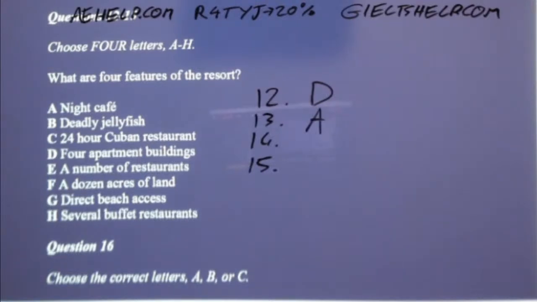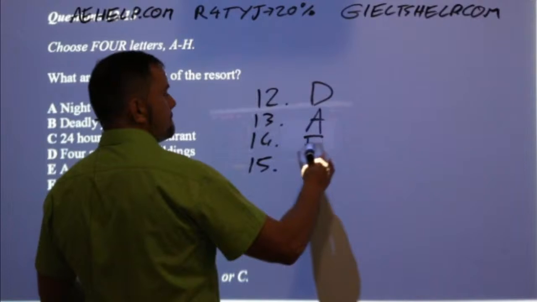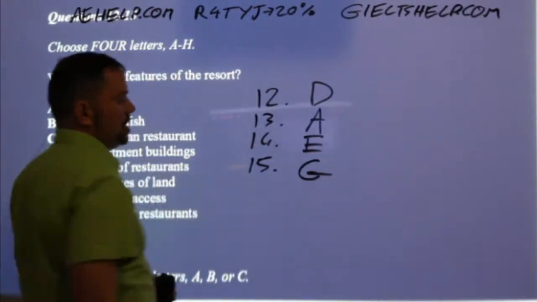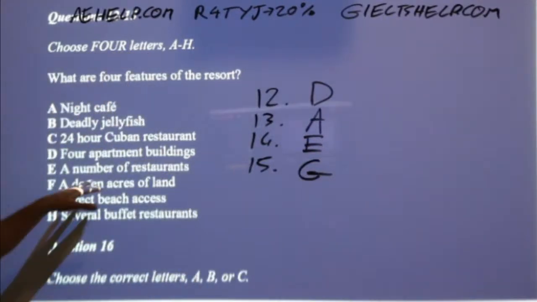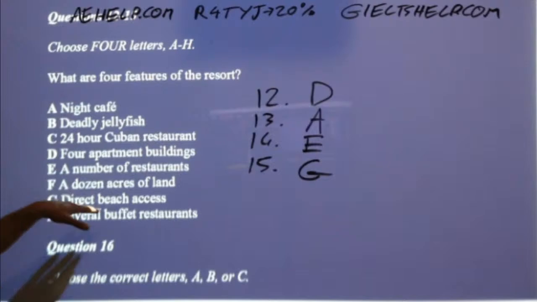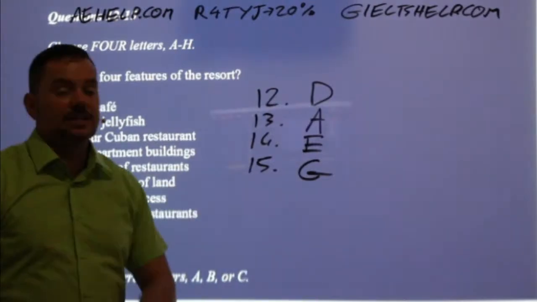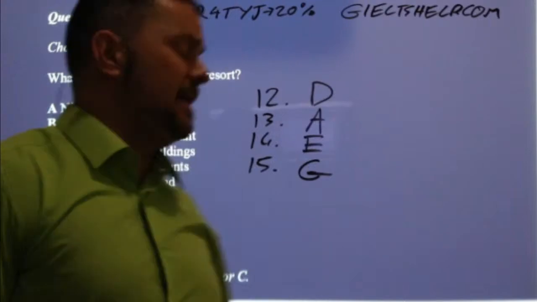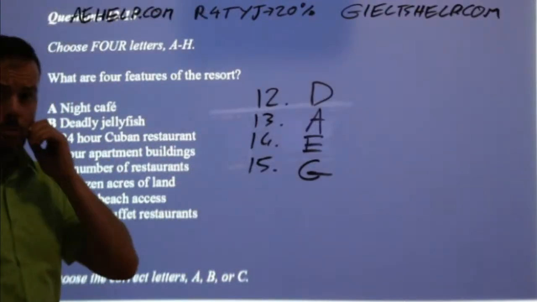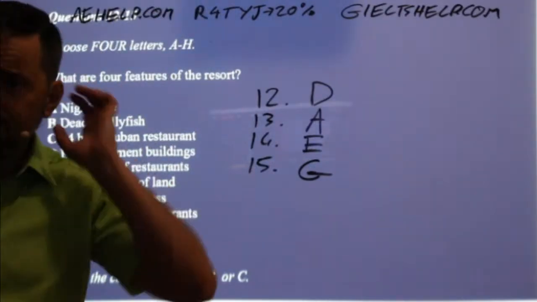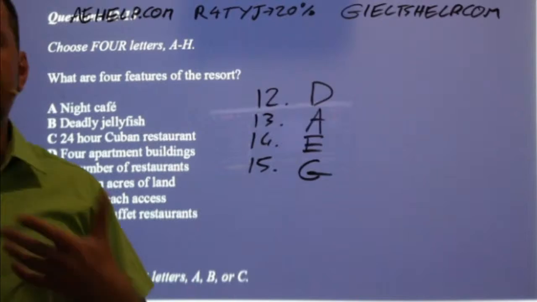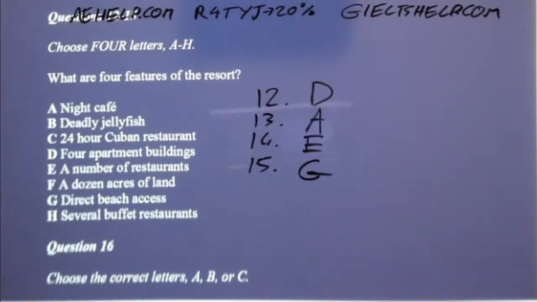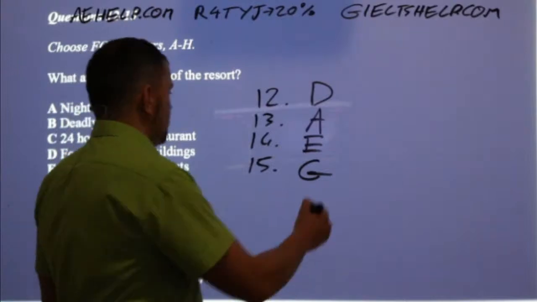And the other two correct answers were E. And of course, no surprise, G. So there are a number of restaurants and direct beach access. So you can go directly to the beach. Bonus question. How many restaurants? How many restaurants? Anybody catch that? So a number of restaurants means several, right? Bonus question. How many restaurants? So how many for E?